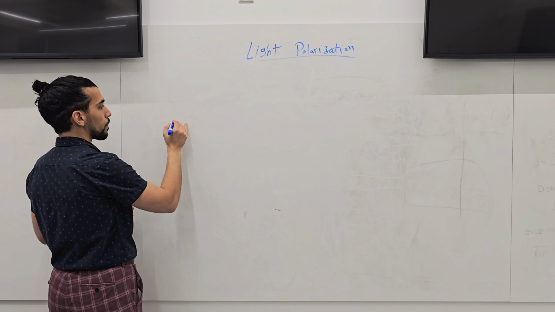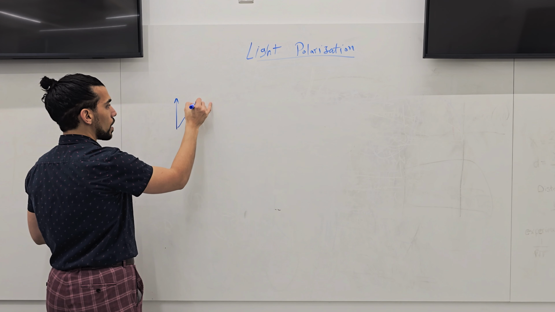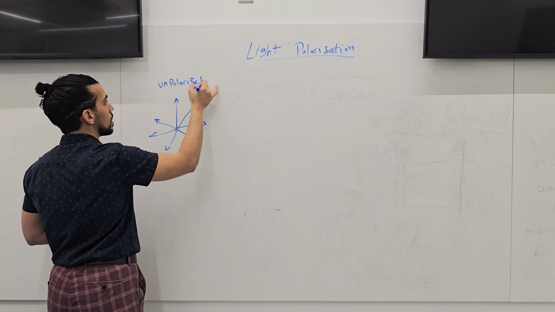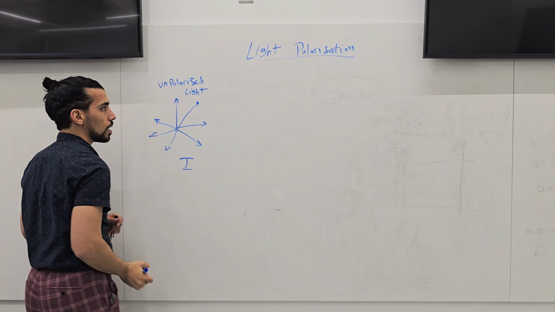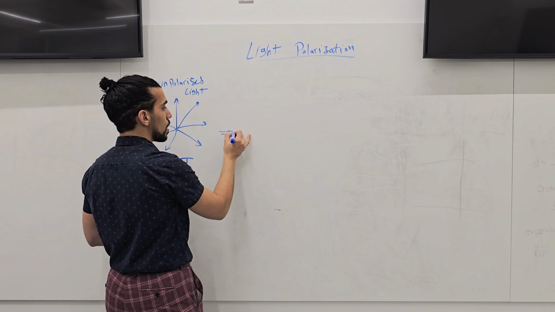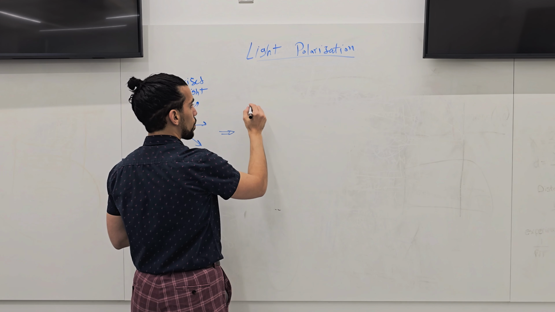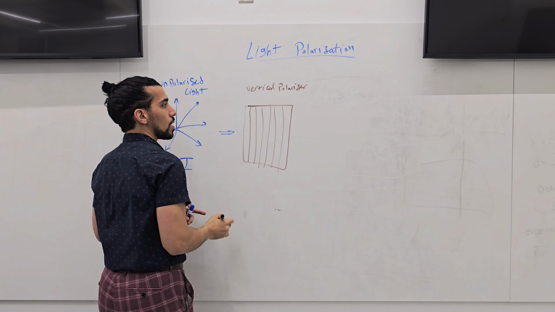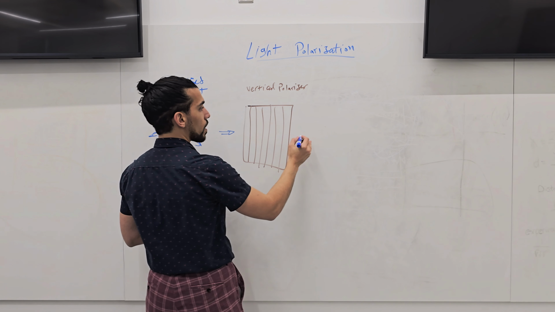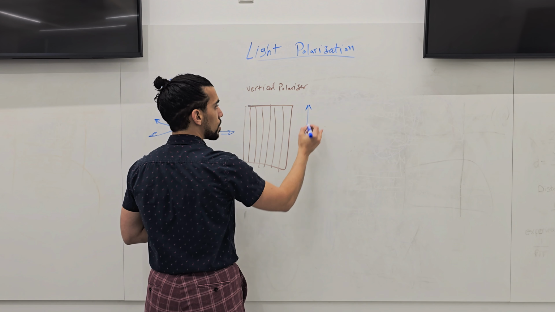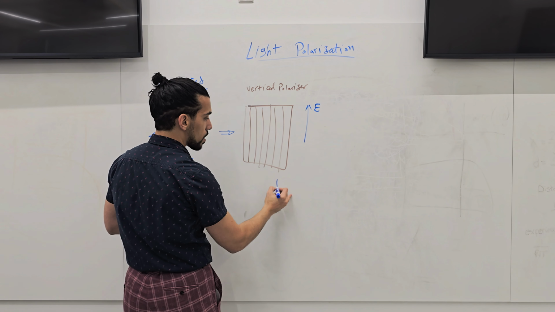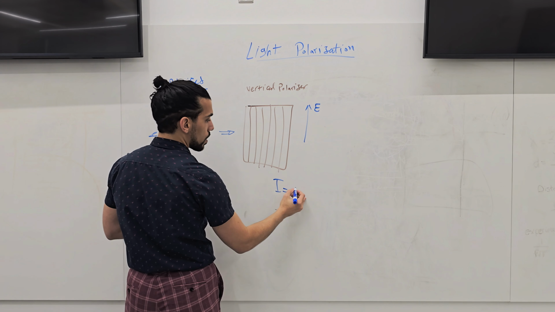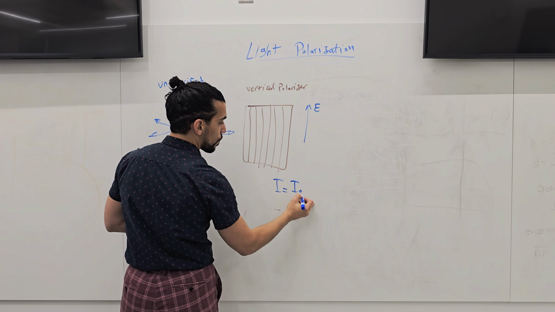So here we have light that's going everywhere in all directions, unpolarized light with a specific intensity. Then it goes through a polarizer, let's say a vertical polarizer. So the outcome here is going to be an electric field in the vertical direction, and the intensity, let's say this is I naught, is going to be I naught over 2.